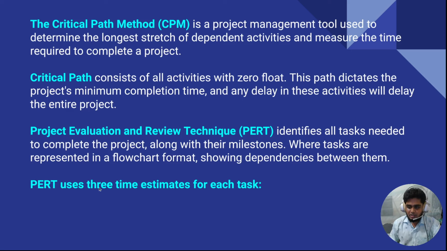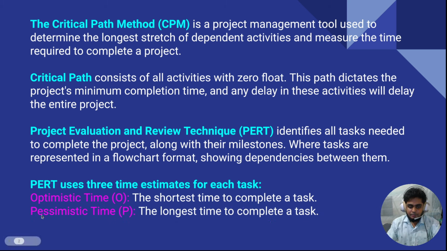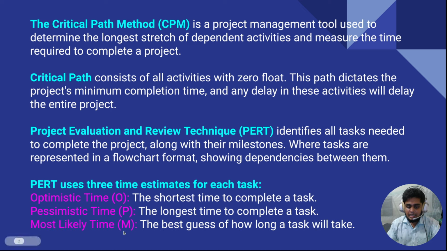So we need three time estimates for each task. The first one is optimistic time, which is the shortest time to complete a task. The second one is pessimistic time, which means the longest time to complete a task. Finally, the most likely time, the best guess of how long a task will take. I hope you understand all of them.